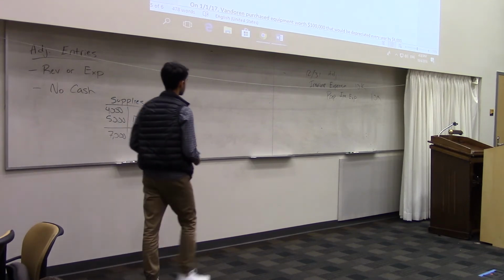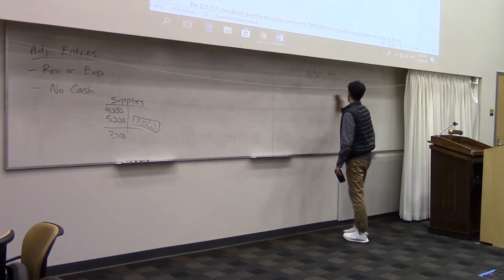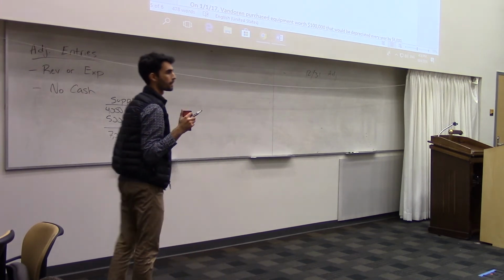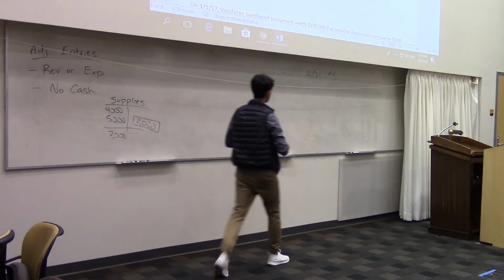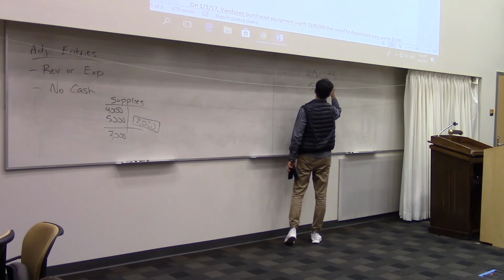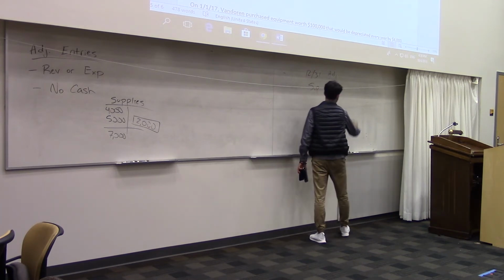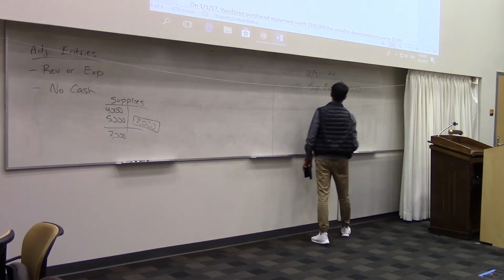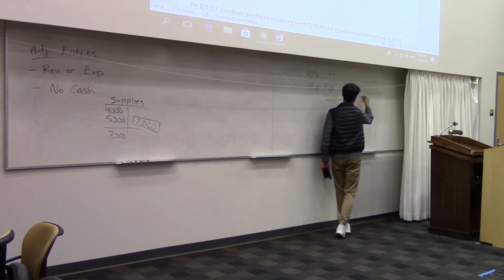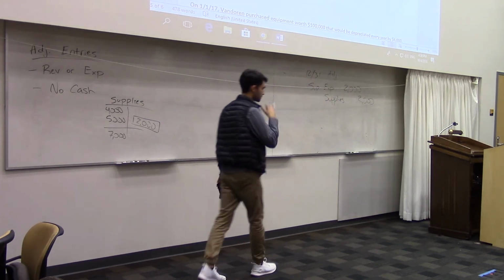So what's my adjusting entry? Is it going to be an expense or a revenue? Expense. What specific expense? Yeah, supplies expense. For how much? 2,000. The amount that supplies decreased. And then we're going to credit supplies to decrease our supplies.